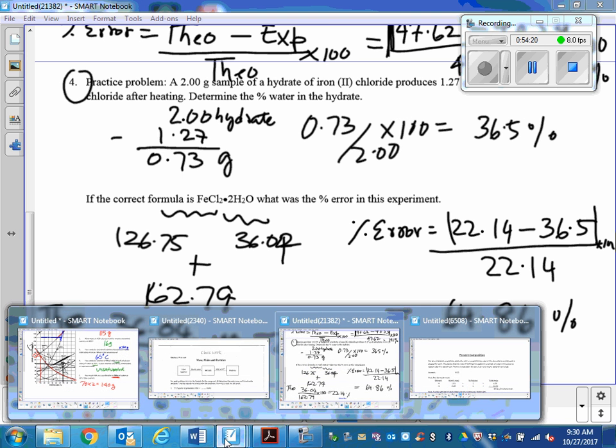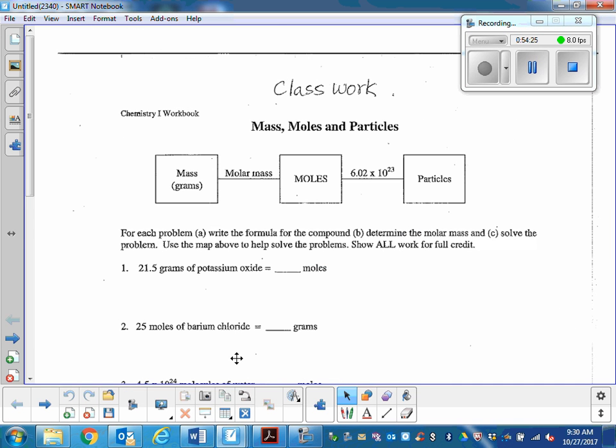And we're going to get into some mole problems, guys. Let's do mole problems. And I have 8 minutes left of this class. Is that correct? Okay.